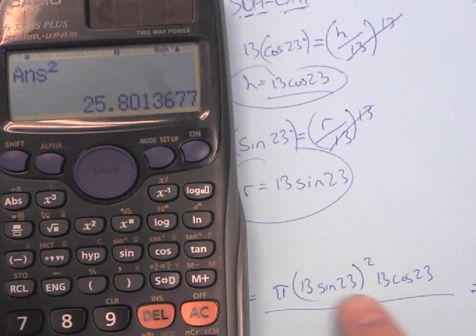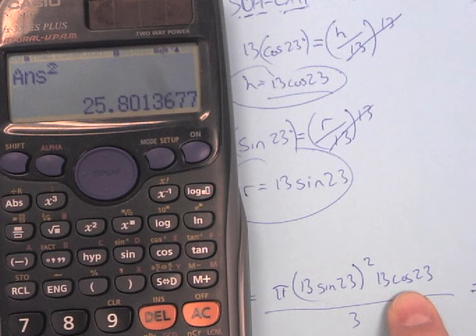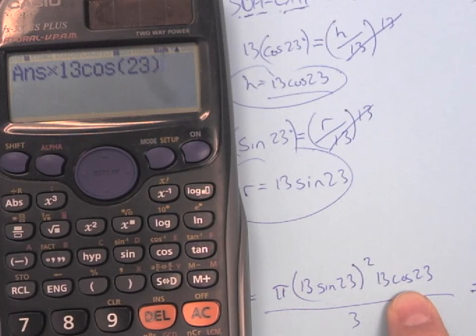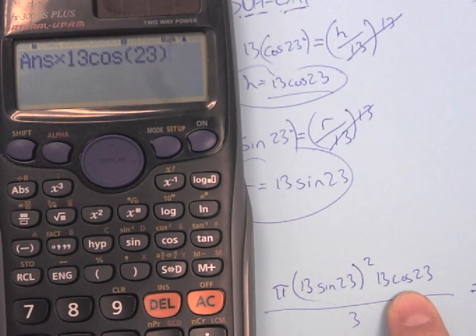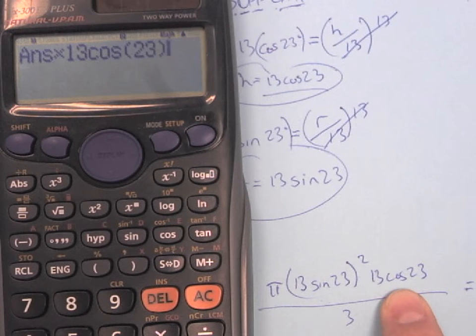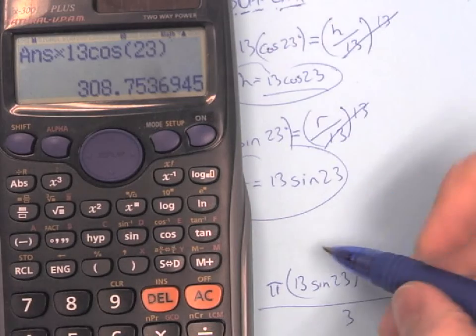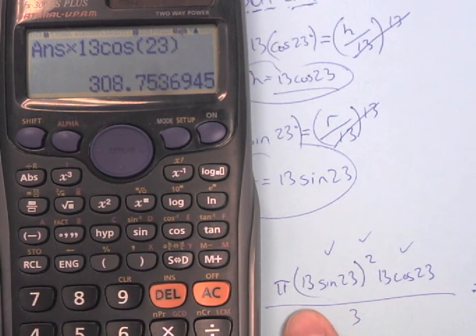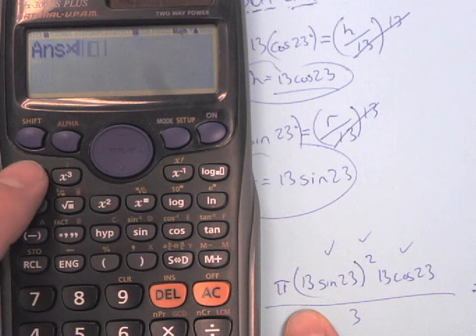I need to multiply that whole thing by 13 cos 23. So I'm going to multiply that answer times 13 times the cosine of 23. Again, I'm not rounding at all. I mean, the calculator has to round a little bit because it can't hold more than like 10 digits or so, but we're keeping this as accurate as possible. Now I got that part. I did the square part, I did this part. I still need to multiply it by pi, which is another irrational number.